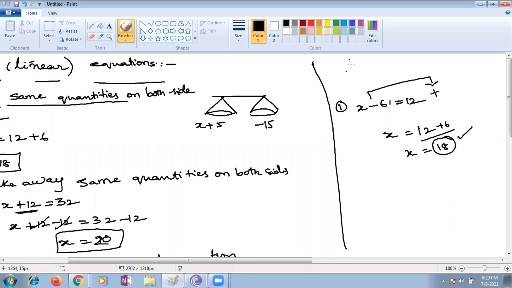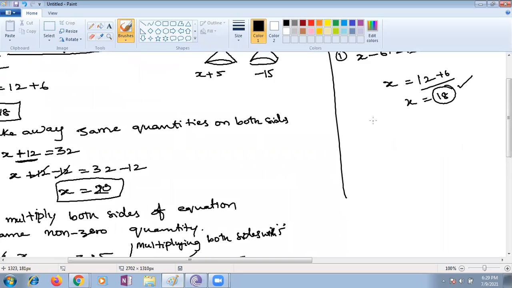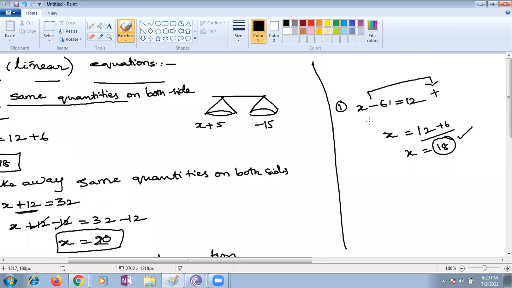But what is happening? You are adding 6 to both sides, so that you are getting x as 18. That is happening inside, but we are just writing it as a transposition. Next one.